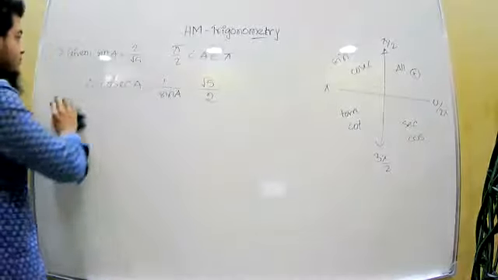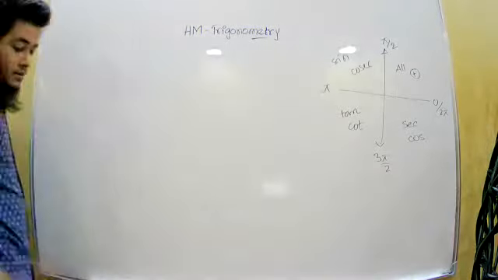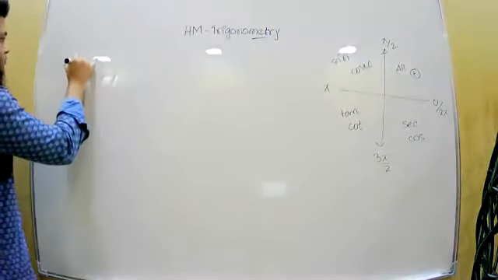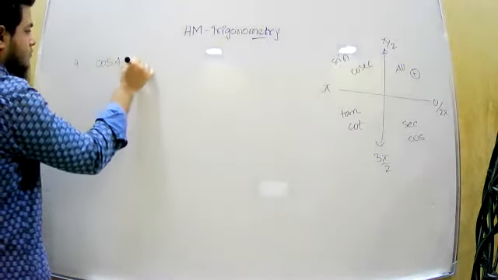Number 4. Number 4 says that cos A is equal to 1 by 2.